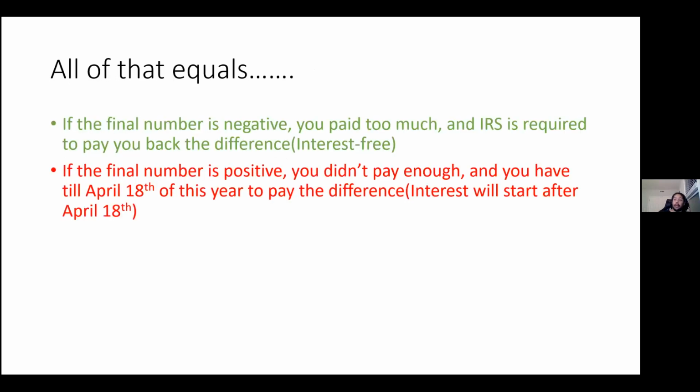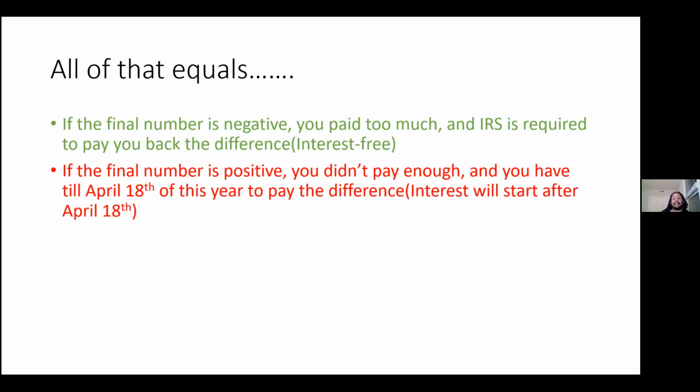So all of that equals, and I'll go over it one more time because I know you love hearing it. Your income minus your deductions, minus your standard or itemized deduction, which equals your income tax assessed, minus your non-refundable credits, plus your other taxes, minus your payments, minus your refundable credits, all of that equals a final number. If that final number is negative, you paid too much, and the IRS is required to pay you back the difference, unfortunately interest-free. So they get to hold your money, and you don't get any return on it.